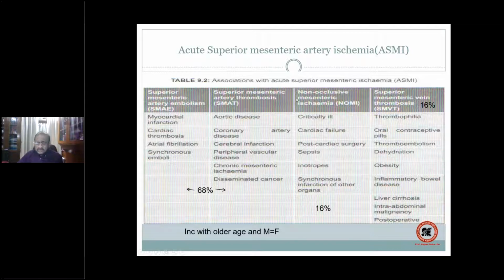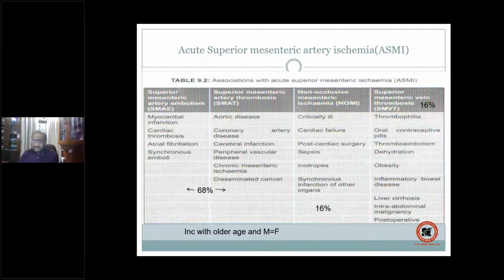It could be non-occlusive mesenteric ischemia, where there's no occlusion. That is known as NOMI, like for example, a critically ill patient, cardiac failure, severe hypovolemia, the patient is on inotropes, the patient could be septic, there's synchronous infarction of other organs. So all these could be leading to a non-occlusive mesenteric ischemia, basically because there is a lot of hormonal effect on the splanchnic circulation, leading to probably vasoconstriction, and also at the same time a severely restricted inflow into the splanchnic circulation.